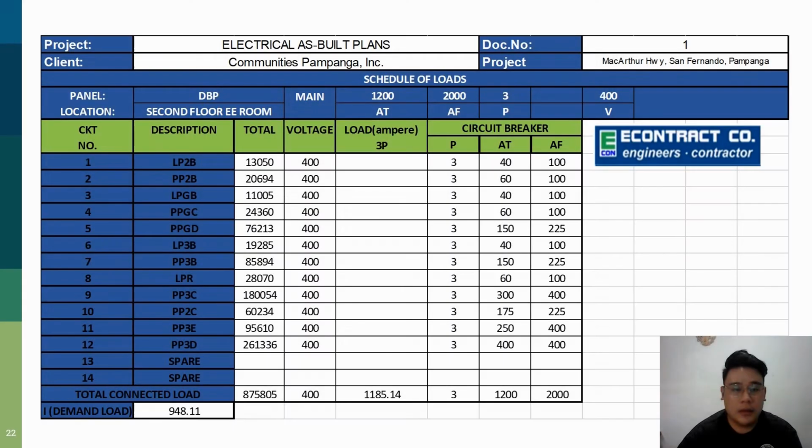Ayan. Ito ulit ang summary ng ating DPB panel naman po. So, meron tayong total connected load which is 875805. Nakakuha tayo dito kanina, di ba, ng current load na 948.11. Tapos, ito na yung may kasamang circuit breaker protection, 1185.14. Kaya nag-come up tayo sa 1,200 ampere trip and 2,000 ampere frame na circuit breaker.